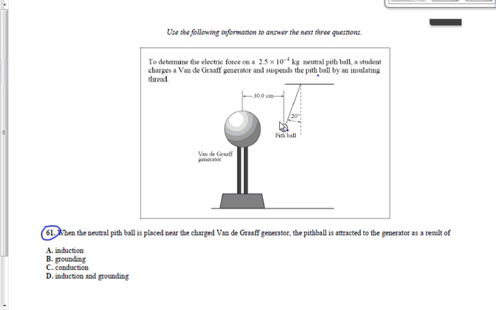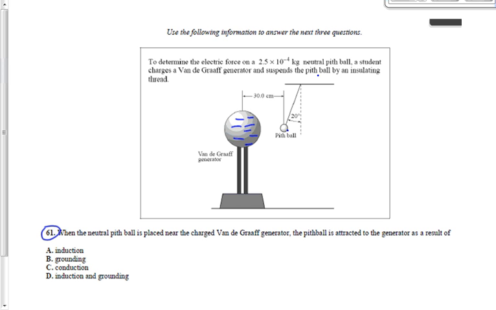The question says, when the neutral pith ball is placed near the charged Van de Graaff generator, the pith ball is attracted to the generator as a result of what? Well, we're not told, I don't think, that the generator becomes either positive or negative. We're told that it becomes charged. We know, because we've used a Van de Graaff generator, that it becomes negatively charged. But even if you thought that the Van de Graaff generator was positively charged, the same basic analysis would apply, except that the charge separation that we're going to see would be opposite, that's all. Van de Graaff generator is negative, let's make that assumption.